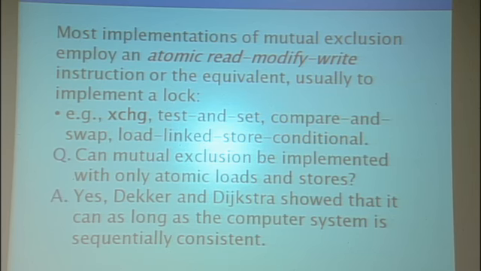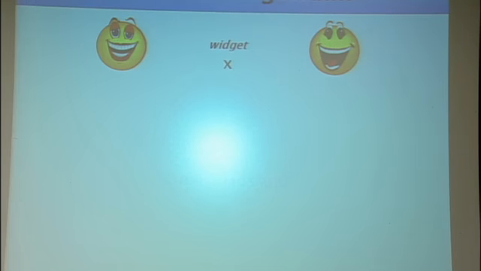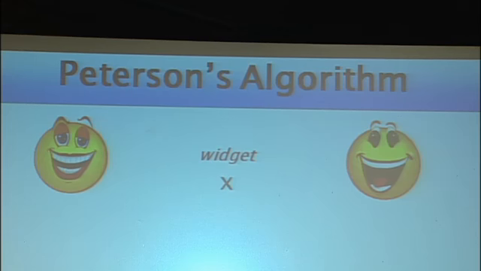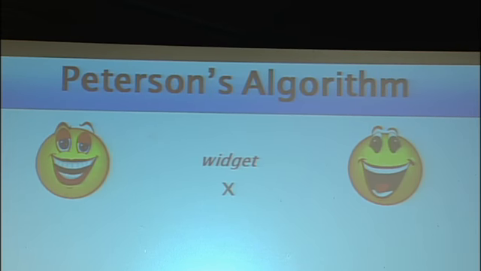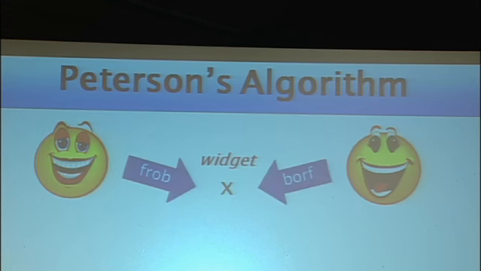We're actually going to not use either the Dekker or Dijkstra algorithms, although you can read about those in the literature. We're going to look at what is probably the simplest such algorithm that's been devised to date, which is devised by Peterson. And I'm going to illustrate it with these two smileys. So we have that's a she and that's a he, and they want to operate on widget X. She wants to frob it, and he wants to borf it. And we want to preserve the property that we are not frobbing and borfing at the same time.